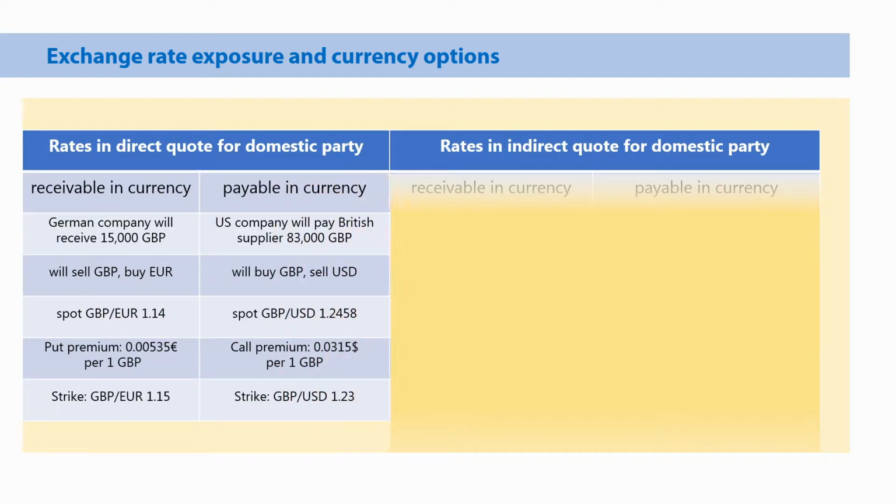Case 2 is an American company, but now with a payable in currency. The US company will pay a British supplier 83,000 pounds sterling. Since they buy British pounds, they look for a call, which costs 0.0315 US dollars for 1 British pound. The spot rate is given in direct quotes from an American perspective, and so is the strike, 123 as the strike price for this option.